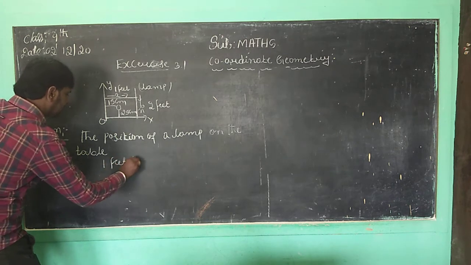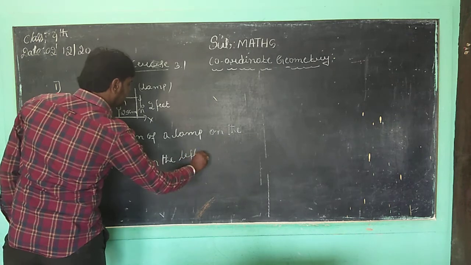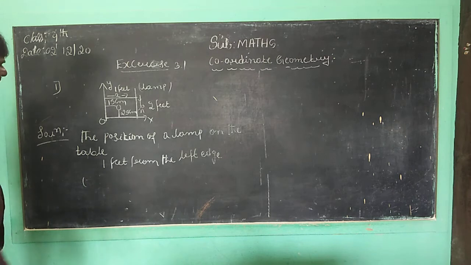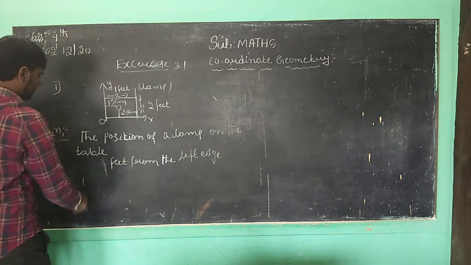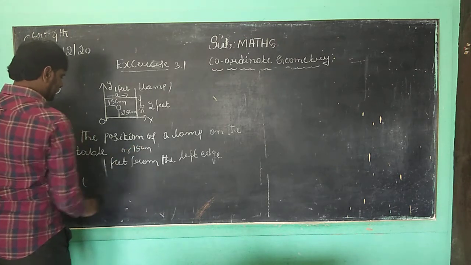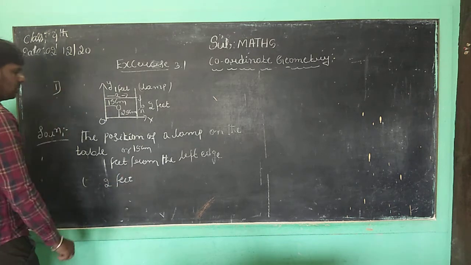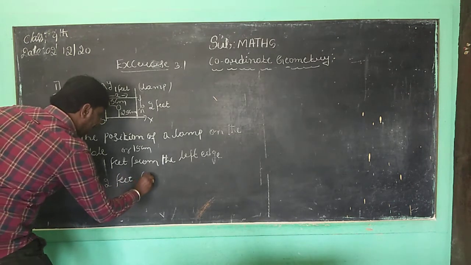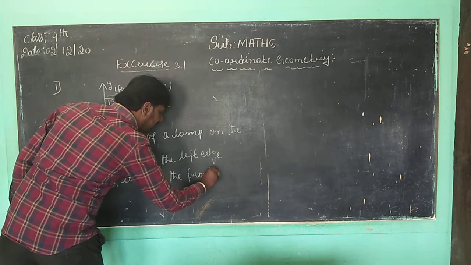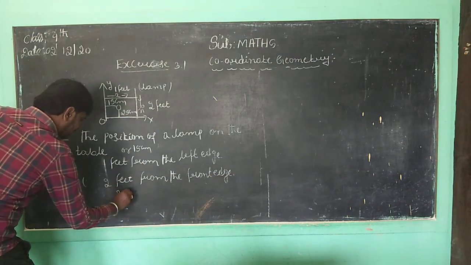1 foot from the left edge and 2 feet from the front edge. Correct? Then also 15 centimeters, you can call it 1 foot or 15 centimeters. Correct, children? Next you want to take 2 feet from the front edge. You can measure that, it is equal to 25 centimeters.